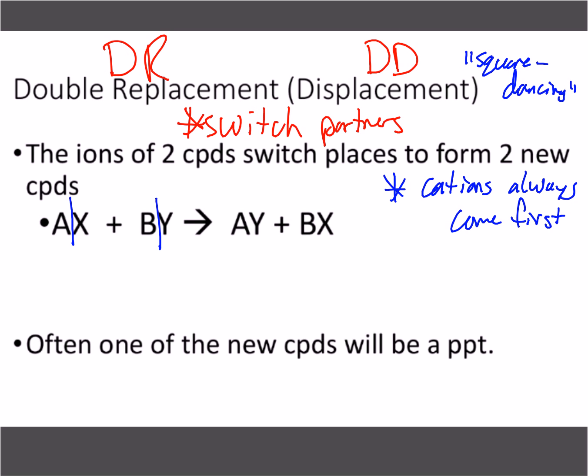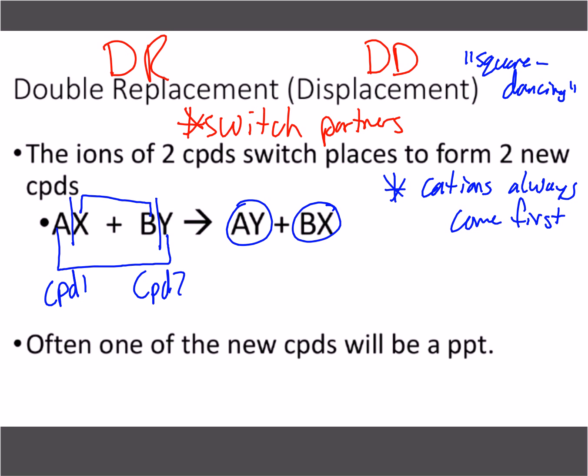Cations always come first. So when we switch up our partners, it's kind of like that FOIL method in math class. The outsides are going to pair up. The insides are going to go together. So you notice now you have AY and BX. You had compound 1 on the left, compound 2, then they form compound 3 and compound 4. So you have two compounds reacting together, producing two brand new compounds. That's what's unique with double replacement reactions, which is why we say double displacement, because they switch their partners. The partners meaning the ions.